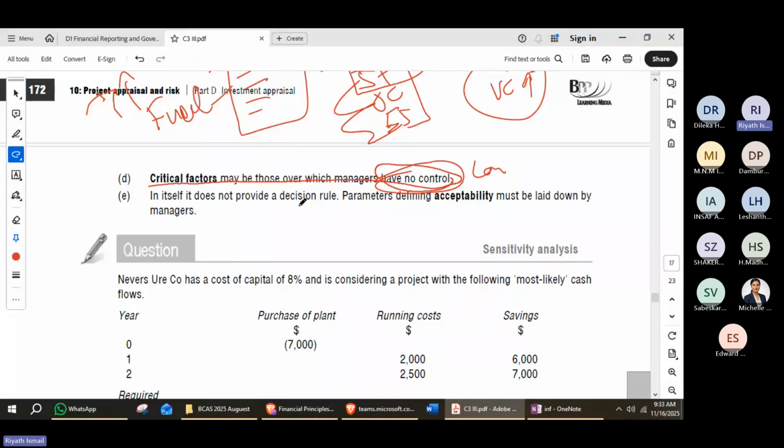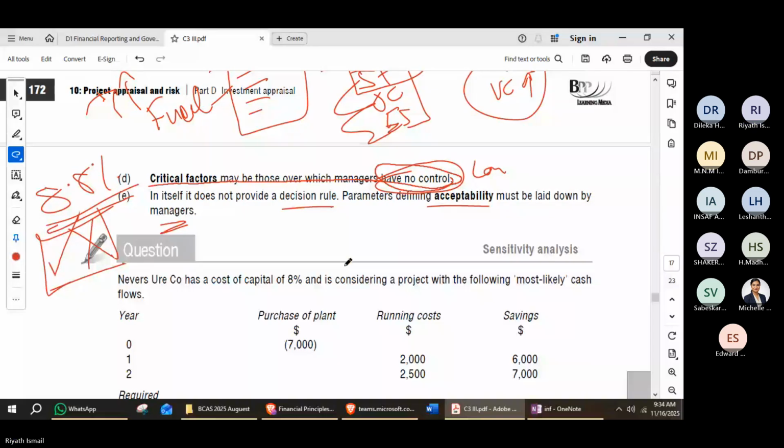not always controllable. In itself, it does not provide a decision rule. Parameters defining acceptability must be laid down by the managers. We cannot say whether the variation of 8.8 sensitivity is acceptable or not acceptable. It's purely based on the management's decisions. So there's no guideline. And also we have one more example.